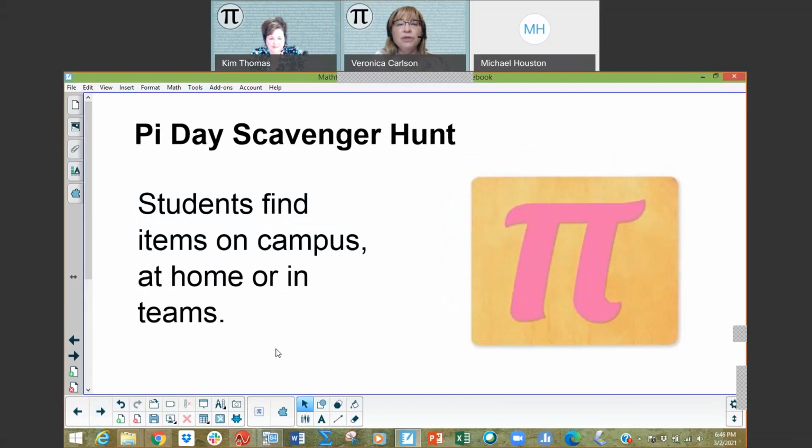You could do a scavenger hunt at home where kids are looking for items that begin with the "pi" for pie, or you could have them find round items and they could take pictures of them or show them through their webcam. So you can try to do different things with a scavenger hunt.